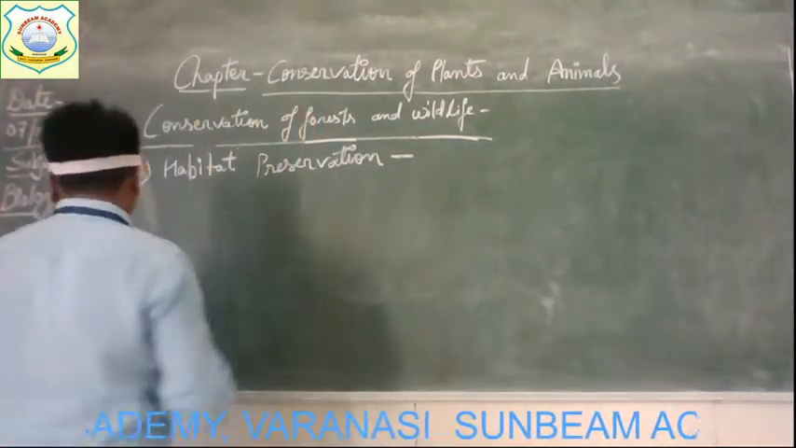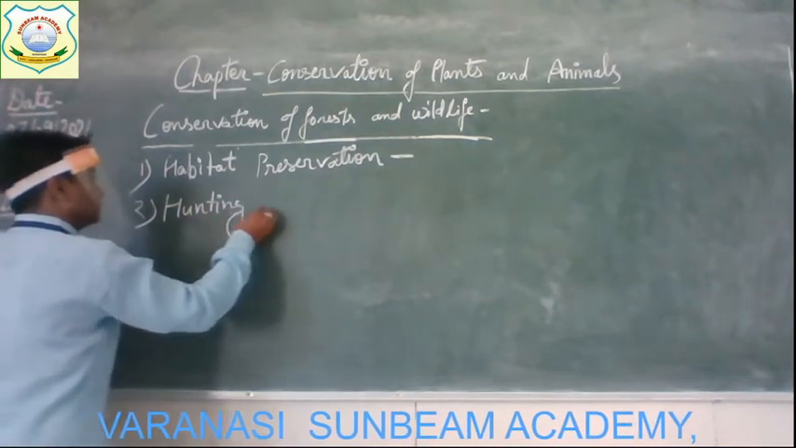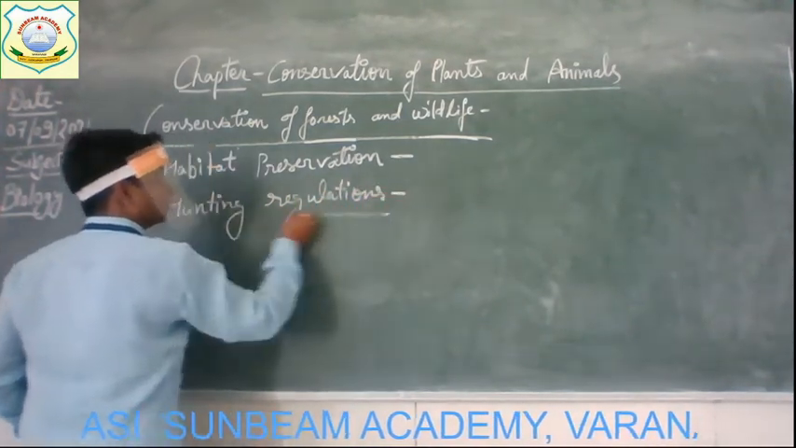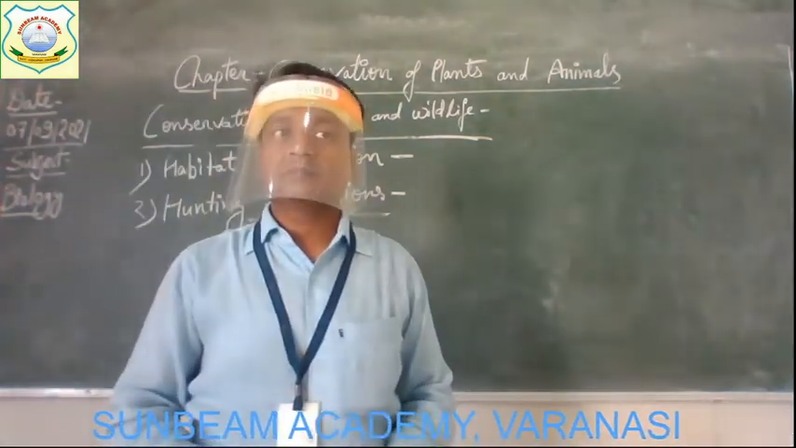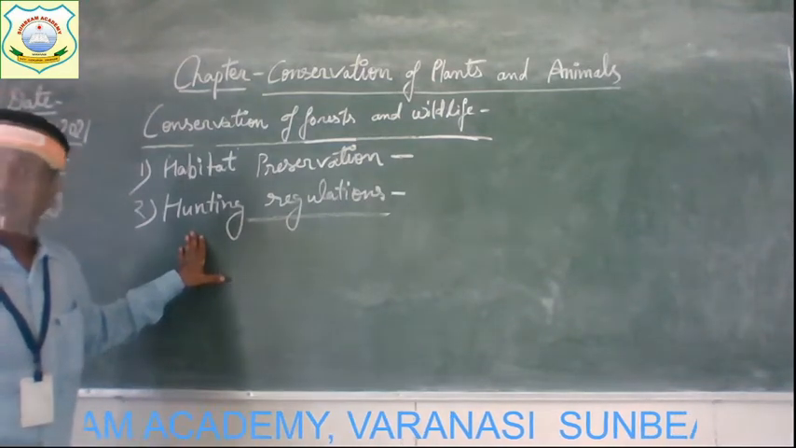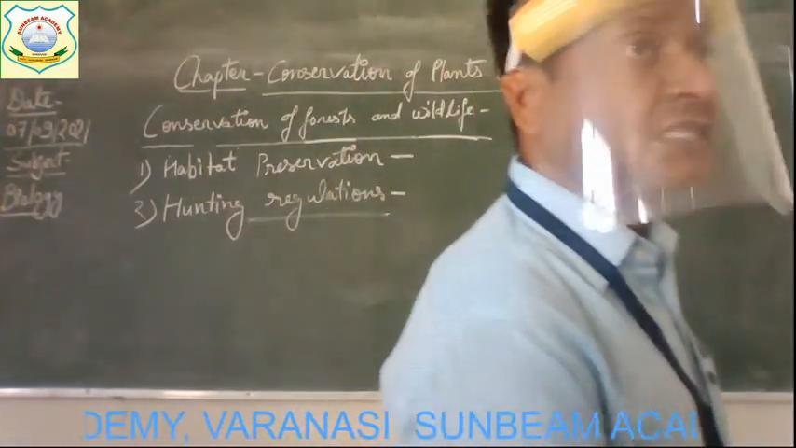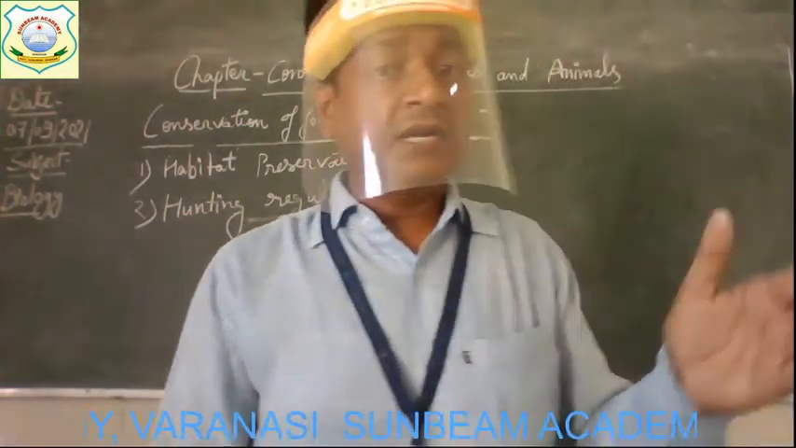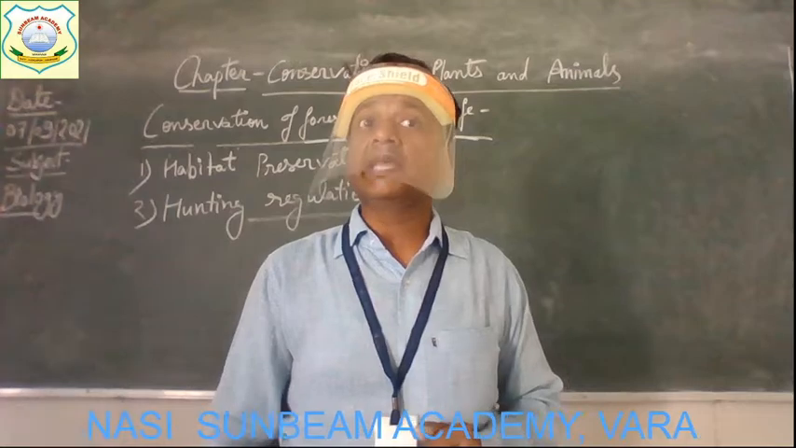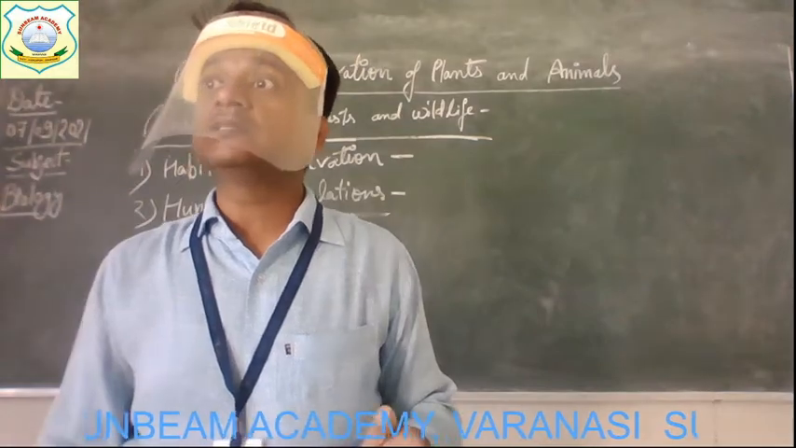Second step is hunting regulation. Hunting is the killing of wild animals. You see, that is hunting, either for their skin, or for their bones, or for their tusks and all. So this hunting must be regulated. And how will it be regulated? It will be regulated by the strict laws and strict regulations of the government.